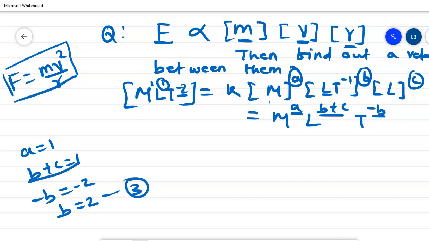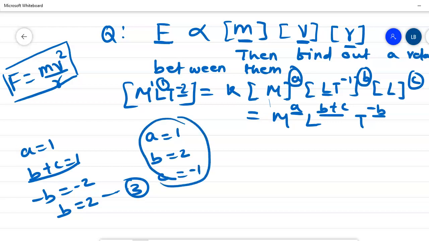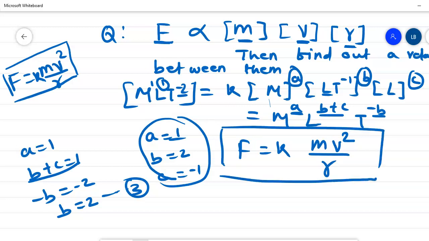If b equal to 2, I will put it here, so I will get c equal to minus 1. So what I got: a equal to 1, b equal to 2, c equal to minus 1. After getting these values, I will apply them. F equal to a constant, so a is 1, so m; b is 2, so v square; c is minus 1, so r will come here. Okay, I got the formula. So this is the gist of dimensional analysis.